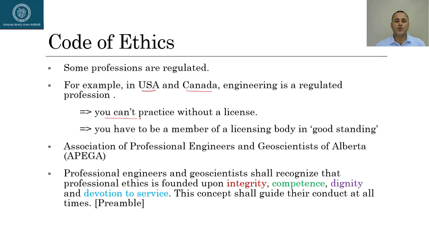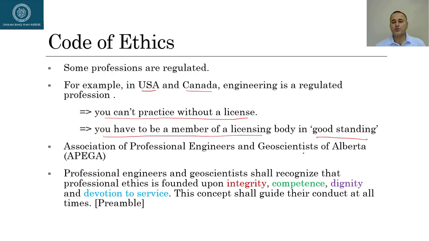In these countries, you cannot practice without a license. Okay, so if you would like to work as a professional engineer in USA, you have to get a license. You have to be a member of that body in good standing. Okay, so you have to get, number one, a license, and number two, you have to be a member in good standing, which really means that even if you have a license, and for some reasons, for some misconduct or anything, your license is revoked or suspended, you cannot practice. Okay, so you have to be a member in good standing.